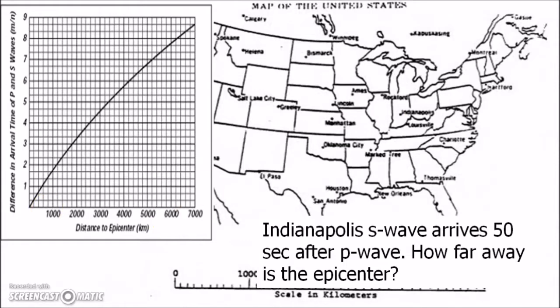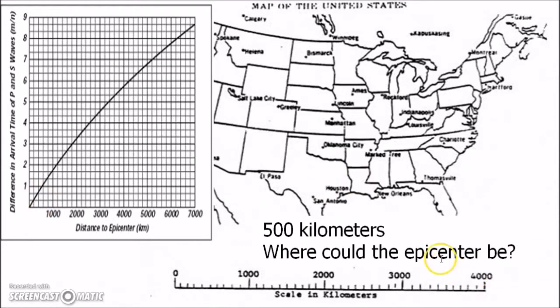So you look at this chart. Here's 1 minute, so 50 seconds is about here. That comes across, and you're going to see it hits the line here. We go down here. It's halfway between 0 and 1,000 kilometers, so that is approximately 500 kilometers away. So we know that the earthquake's focus is somewhere 500 kilometers away from Indianapolis.